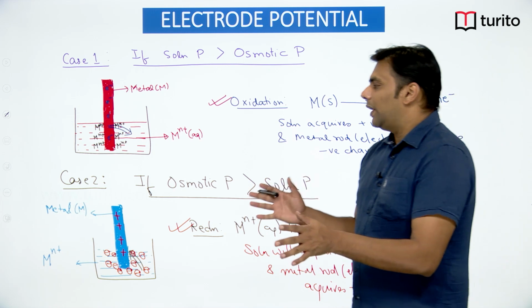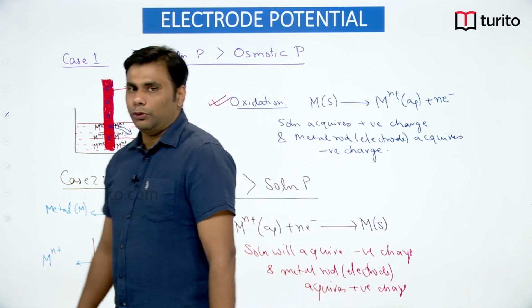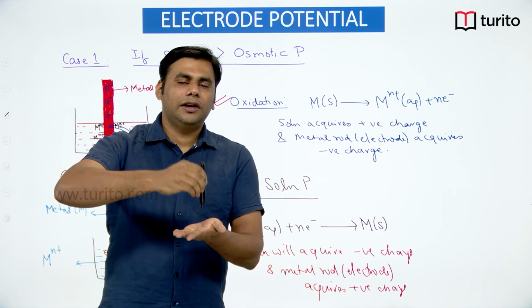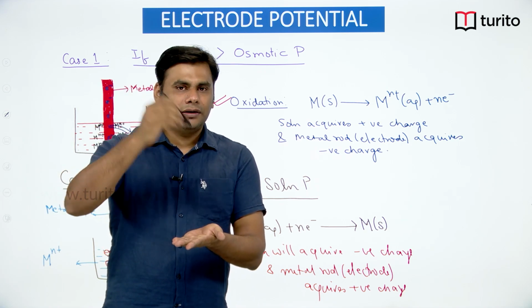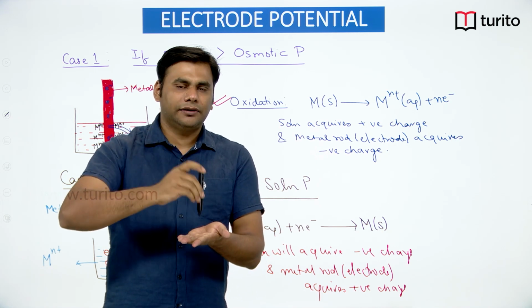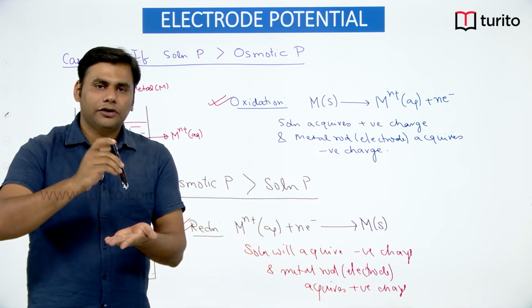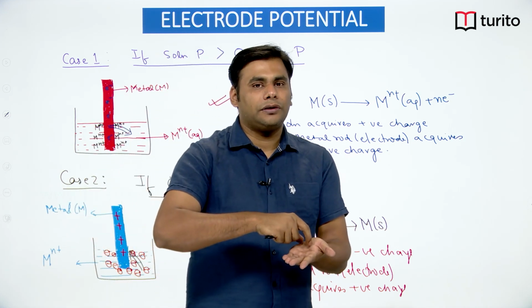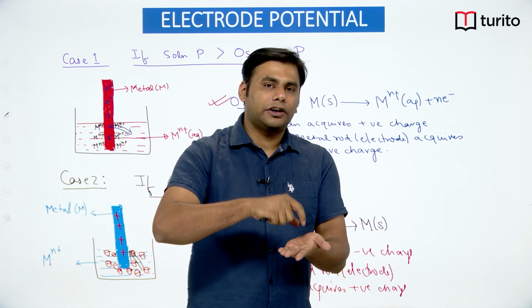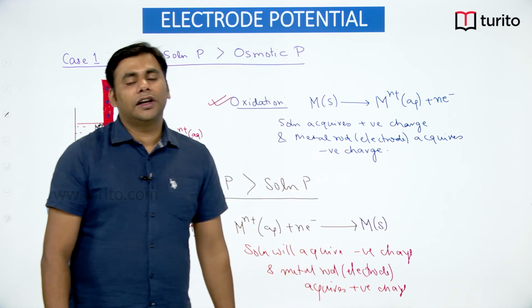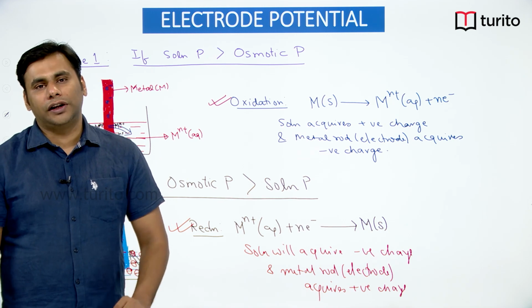So now you might have understood the concept of electrode potential. Whenever you are dipping a rod in a solution containing the ion that is made up of the metal only, there would be a potential difference between the rod and the solution. This potential difference is known as electrode potential.